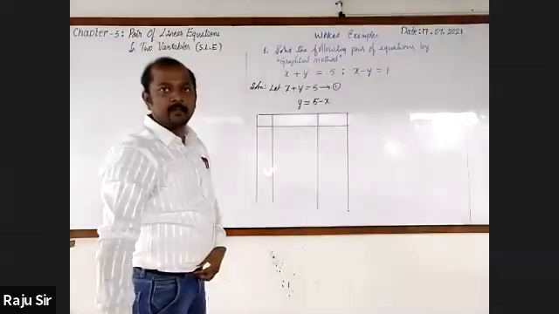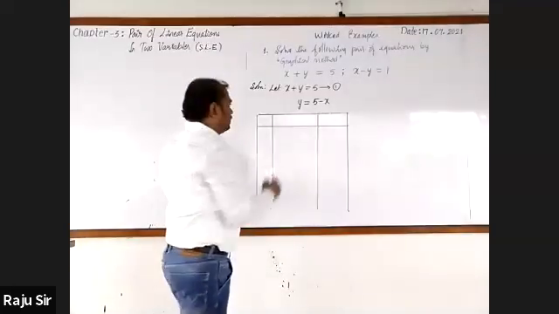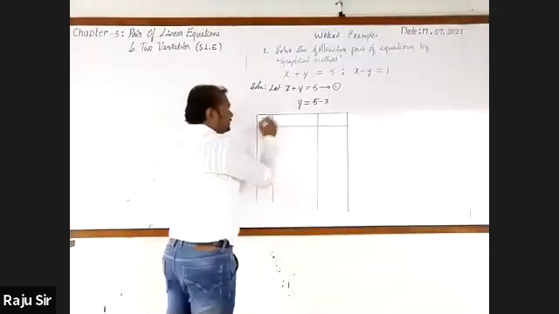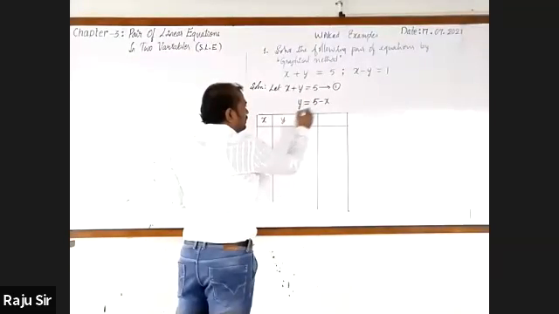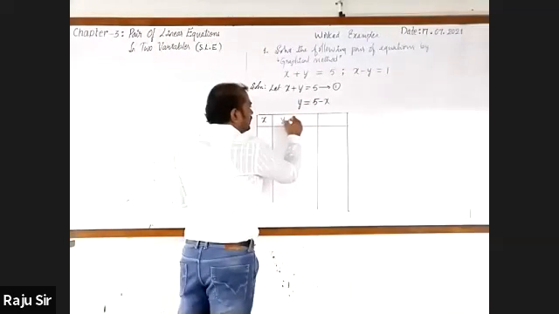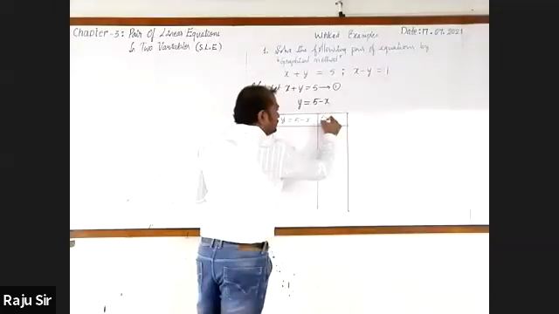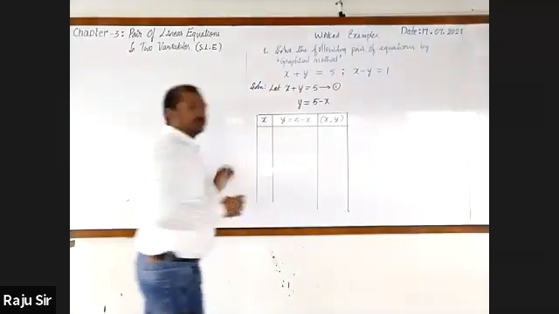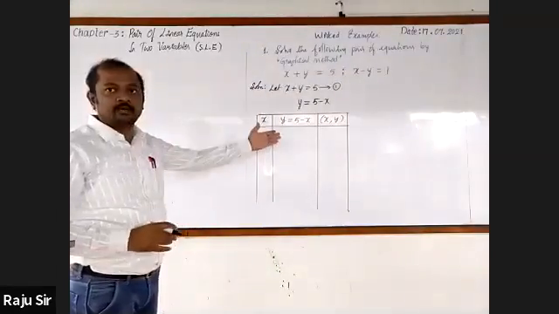Written up. Have you drawn? Yes, sir. Now you write here. This is X. And here, second column is Y. Y minus X. Then this is X comma Y, third column. You may go for choosing the values for X to find out Y.